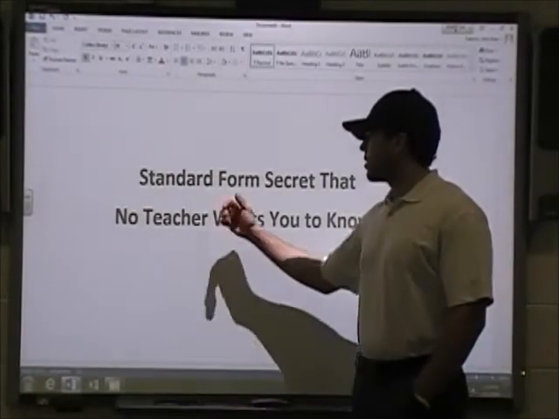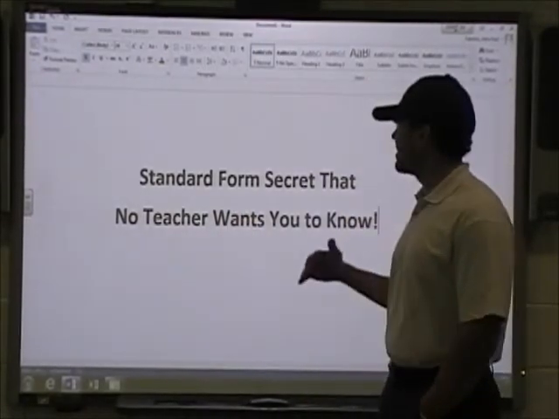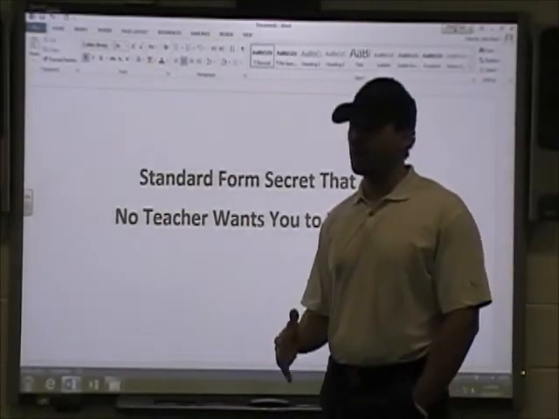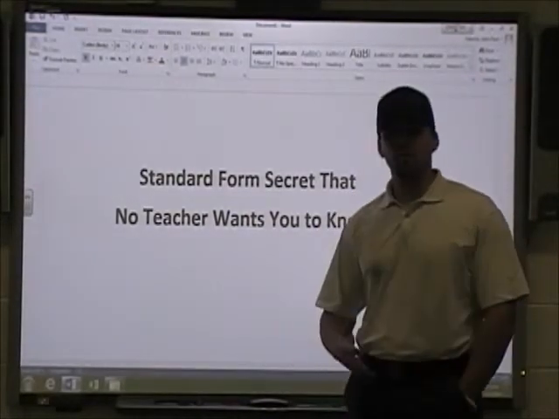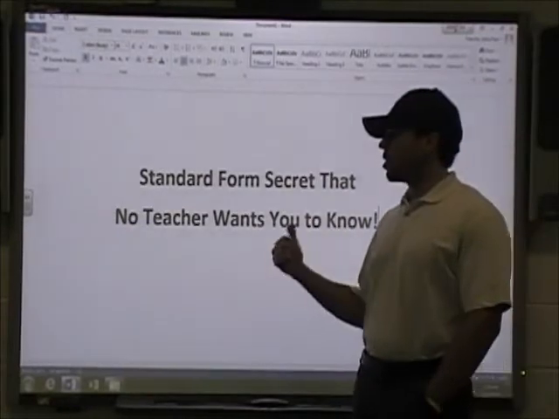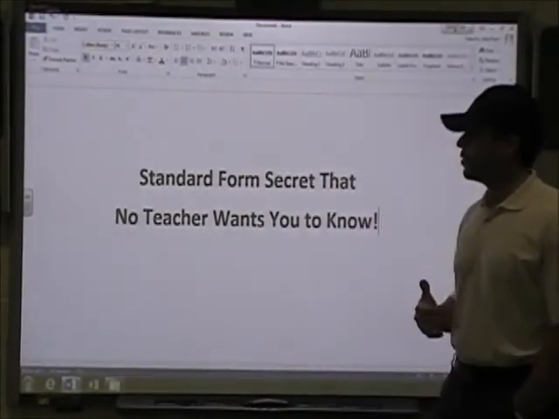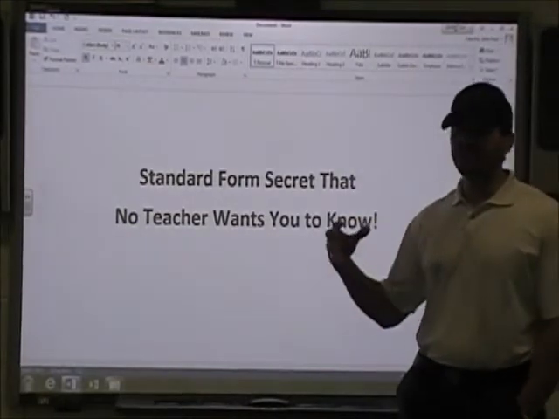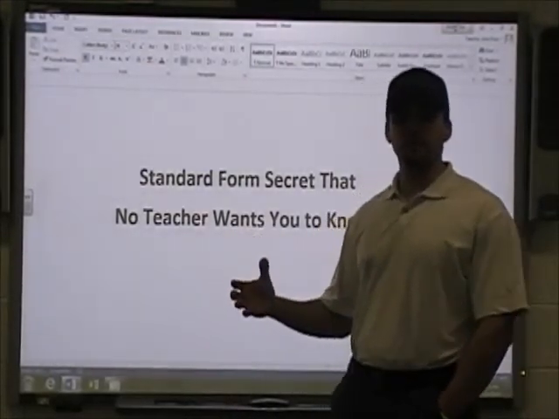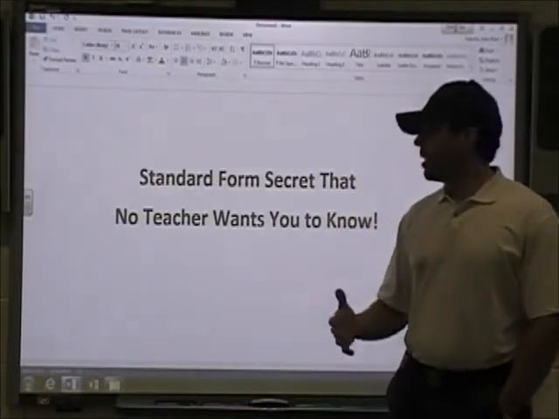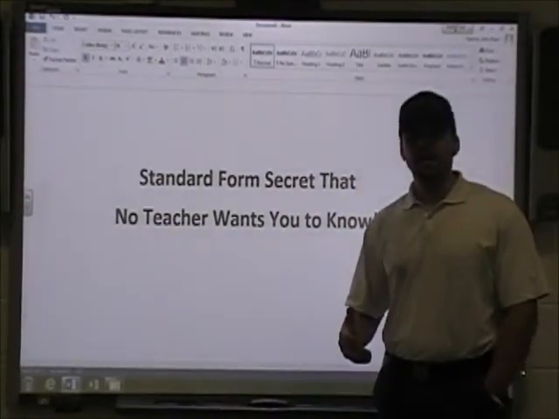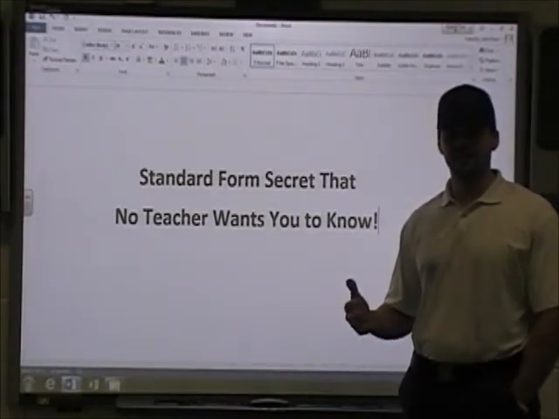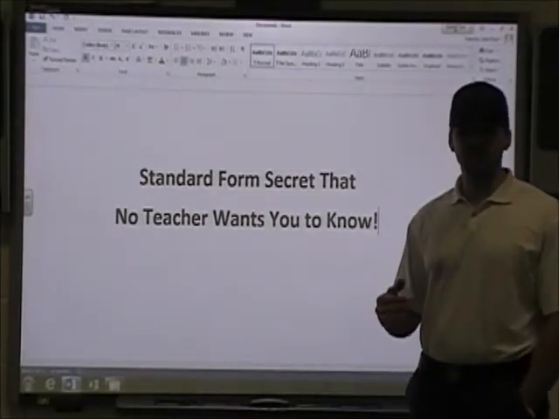Okay, so I'm going to talk about standard form of a parabola, and there's a secret to the standard form of a parabola that not many teachers would want you to know. Most teachers, when they're asking you to find the vertex, the maximum or minimum, are going to want you to complete the square and put something from standard form into vertex form. However, there is a much easier way to figure out what the vertex of a parabola is without completing the square.